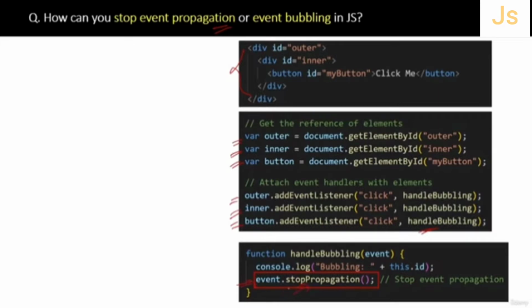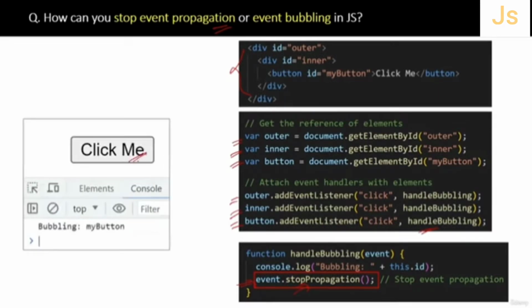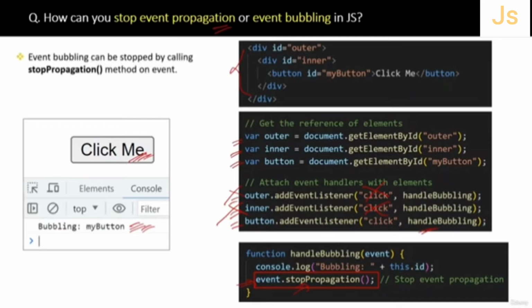Then for that, in the handler function, we have to call the stopPropagation method of the event object like this. Okay. So now on the web page, if you click the child button, only the event attached to the child element will be triggered, and the ID of the child element will be logged. This stopPropagation method will not allow the parent element event to be triggered. Okay. So the output will be something like this. The answer is, event bubbling can be stopped by calling the stopPropagation method on the event object. That is the short answer to this question.